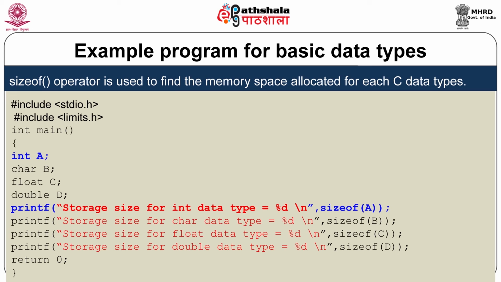So, sizeof(a) will display the storage size of the integer data type. sizeof(b) will display the storage size of the character data type. sizeof(c) will display the storage size of the float data type, whereas sizeof(d) will display the storage size of the double data type on the computer screen.